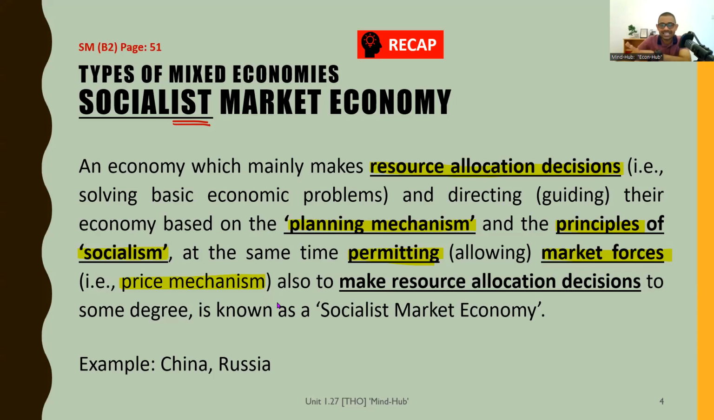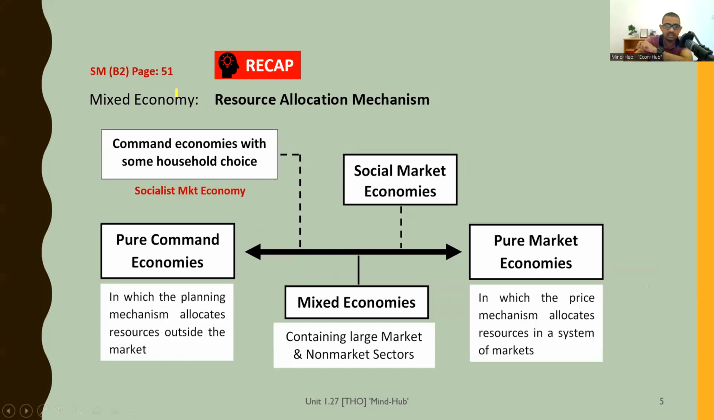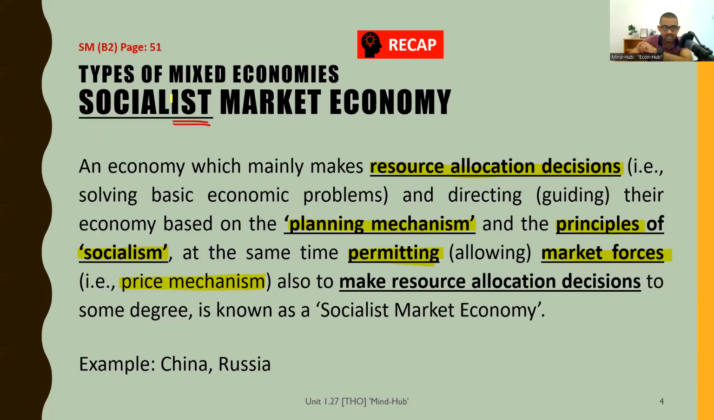In a socialist market economy, right? Socialist with the three letters at the end. Socialist market economy. The main mechanism is the planning mechanism, but some of their markets will be permitted to use price mechanism. Price mechanism is the minority. Planning mechanism is the majority mechanism, right? Okay. Make resource allocation decisions.